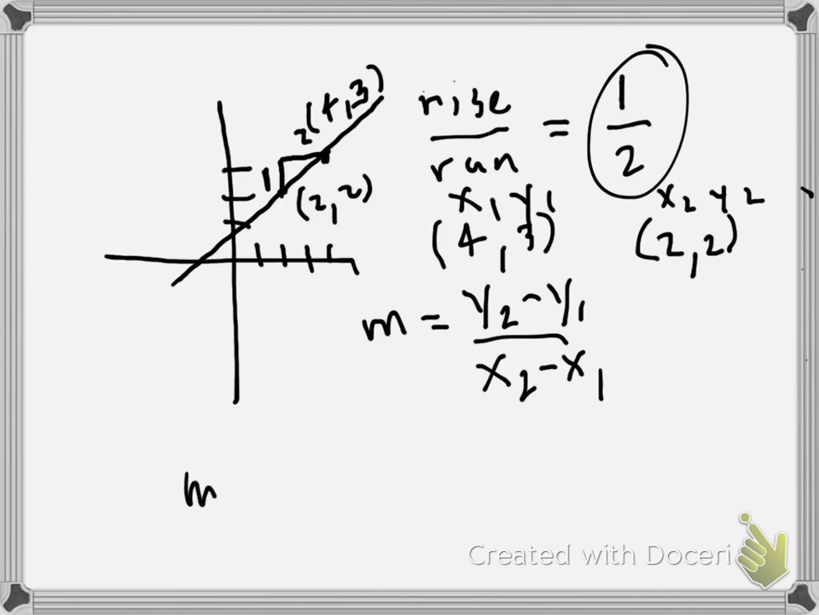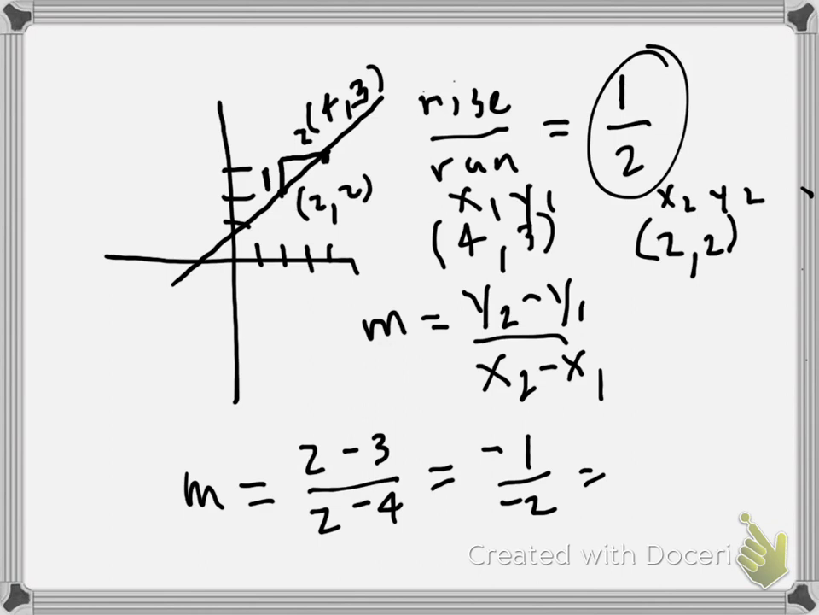So if I do that, y2 is 2, minus y1 is 3, x2 is 2, minus x1 is 4. I do my calculation here. 2 minus 3 is -1. 2 minus 4 is -2. We know a negative divided by a negative makes a positive. And so we'll get that value that way as well.